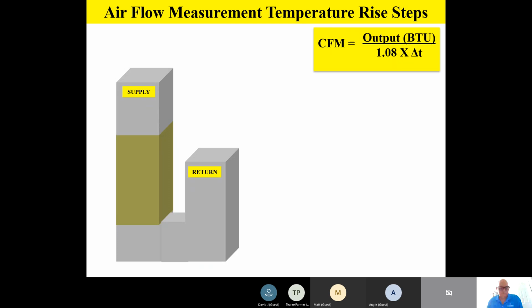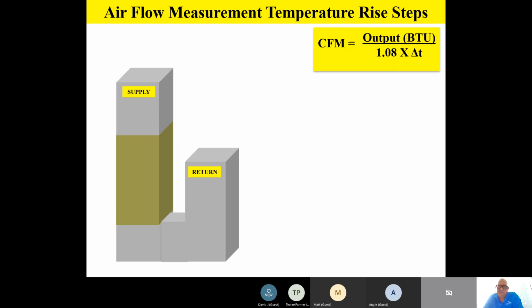All right, team. Well, listen, this airflow measurement using the temperature rise method is a very old method. It's been around, like I said, for a long time, and it says this. The temperature rise method says this: CFM, or cubic feet per minute, is equal to the output of the device in BTUs. And team, this could be a furnace. This could be an electric air handler. We'll probably use just an electric air handler because it's easy to convert to BTUs. But if you can find the output in BTUs of any air handling device, whether it's a furnace, an air handler, or a hydronic hot water coil, it doesn't matter.